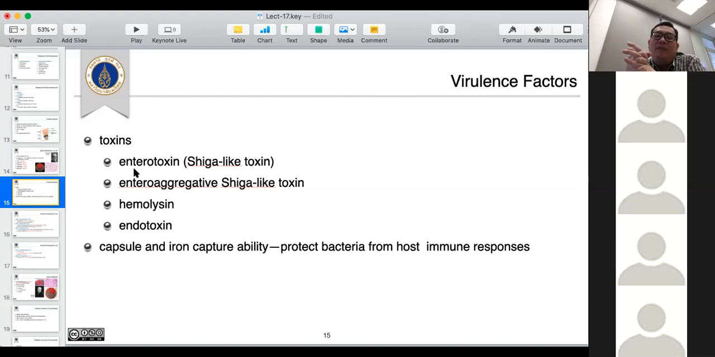E. coli possess different types of toxin. Not all E. coli will have this, but some have Shiga-like toxin. Some E. coli have enteroaggregative toxin. Some produce hemolysin to lyse red blood cells, and endotoxin is LPS. They also have capsule and ion capture ability. Sometimes they need trace elements, trace ions, they can capture those ions. Okay, and this can protect bacteria from the immune response.